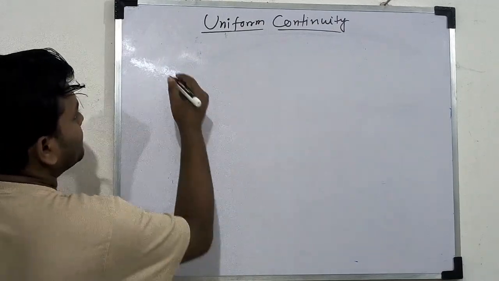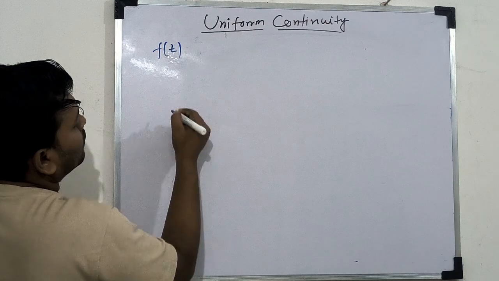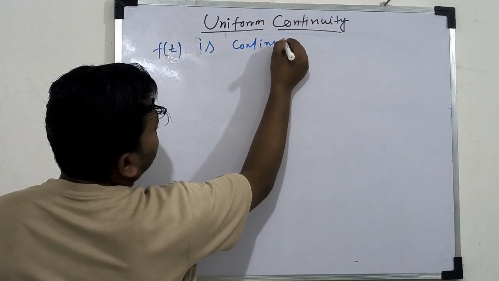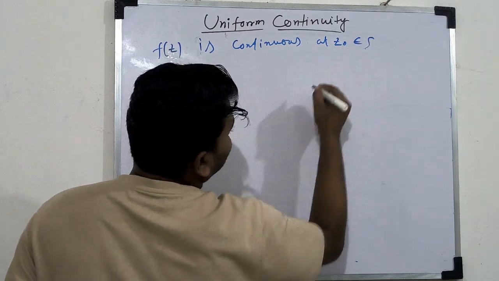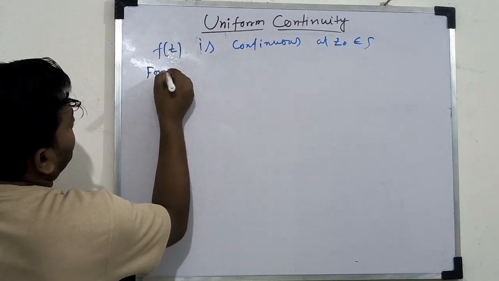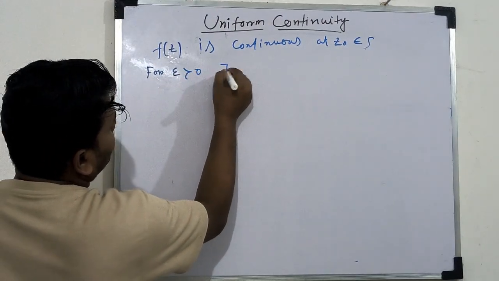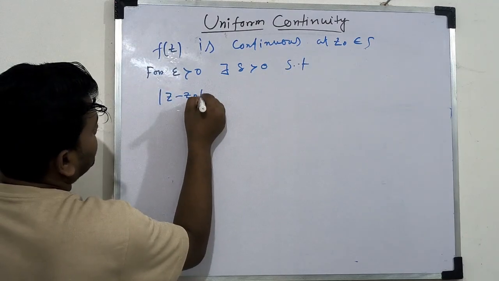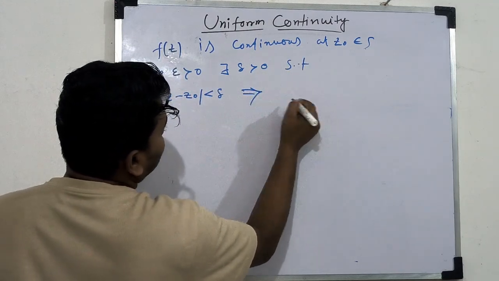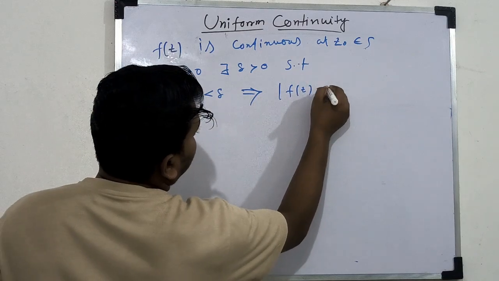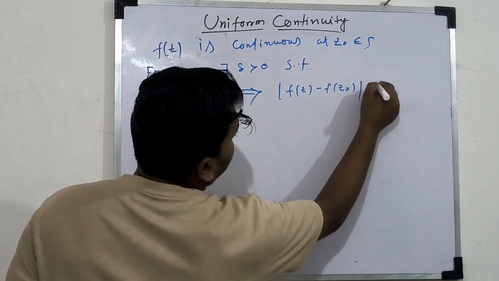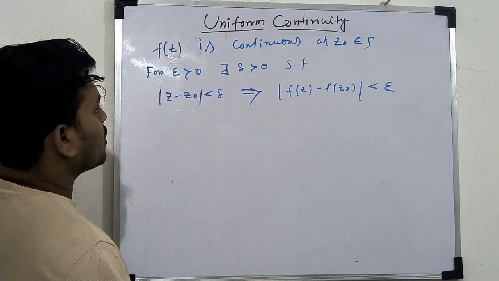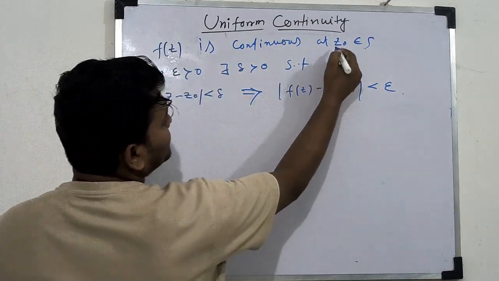So for that, first we discuss the continuity of the function f(z). So if f(z) is continuous at z0 belonging to S, it will happen that for every epsilon greater than 0, there exists delta greater than 0, such that |z minus z0| less than delta implies |f(z) minus f(z0)| less than epsilon. Whenever this happens, we call f(z) continuous at this point.